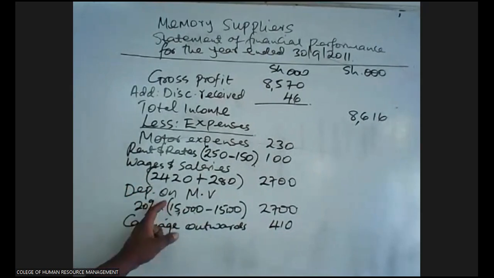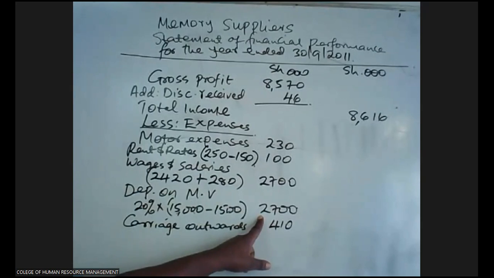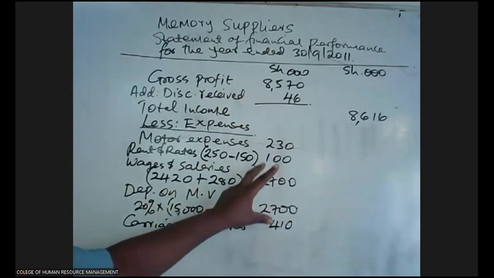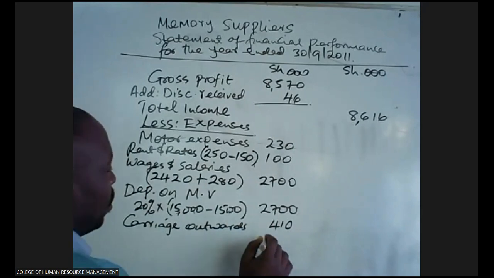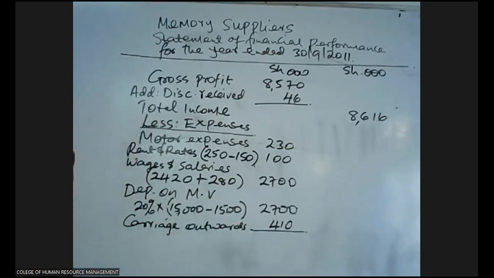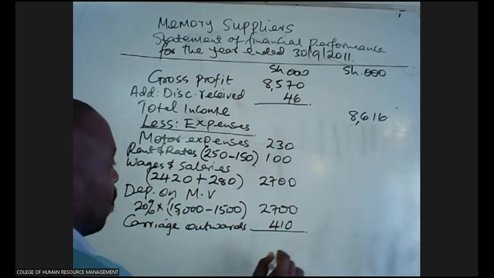And the depreciation that we put here is the one that we have calculated. There is that provision of 1,500. It will not appear here. In the income statement, we use the depreciation that we have calculated only. Good. Then let us know how much the expenses were. 230 plus 100 plus 2,700 plus 2,700 again plus 410 gives you 6,140.